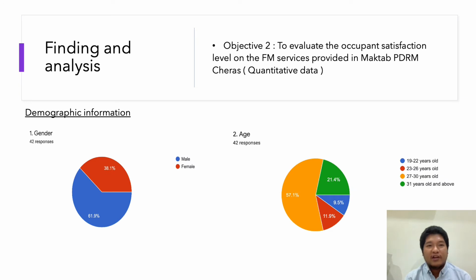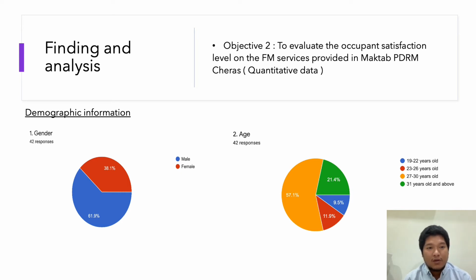So for finding an analysis for objective 2, which is to evaluate the occupant satisfaction level on the FM services provided at Maktab PDRM Cheras. Based on the questionnaire survey distributed, I managed to obtain 42 responses out of 115. Some of them did not reply to my emails and questionnaire due to busy schedules, and they have other jobs to do.